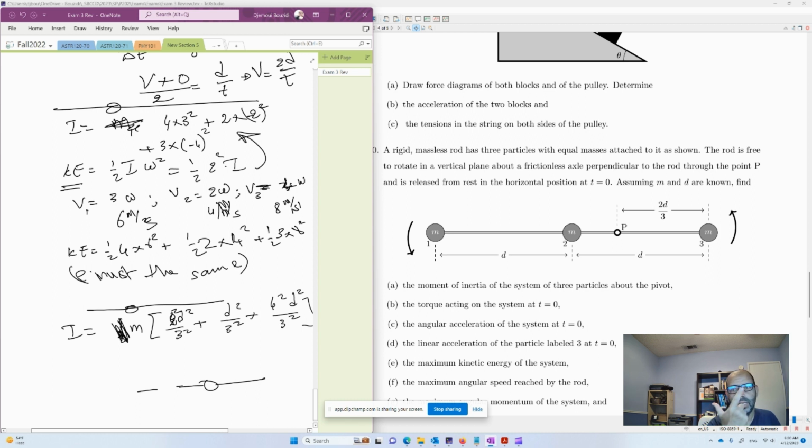In this case, the R is pointing this way, and, wait a minute, it's spinning in that direction. Sorry, take it back, take it back. This is mg pointing down, this is mg pointing down, and this is mg pointing down. So yes, you're right. Sorry about that. So this torque is actually negative.